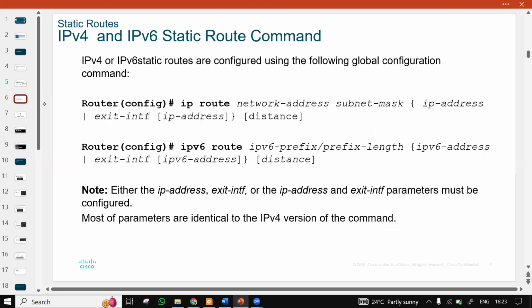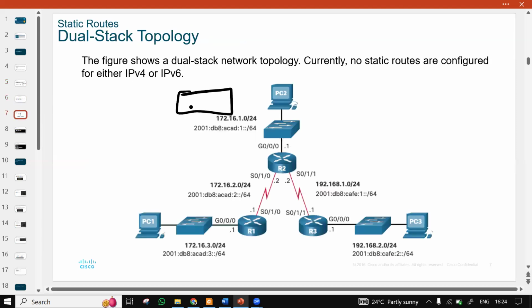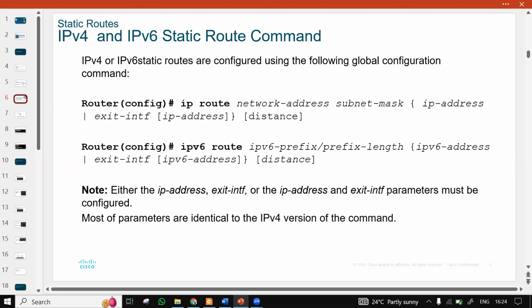Next hop options done. Number 6, configuration. How do you configure a static route? The basic command is ip route. Then after that, you have the network address and its subnet mask, which is the destination network address. Which network do you want your router to know?